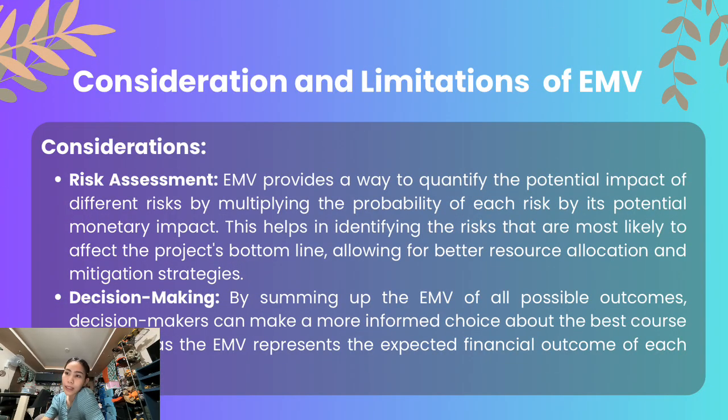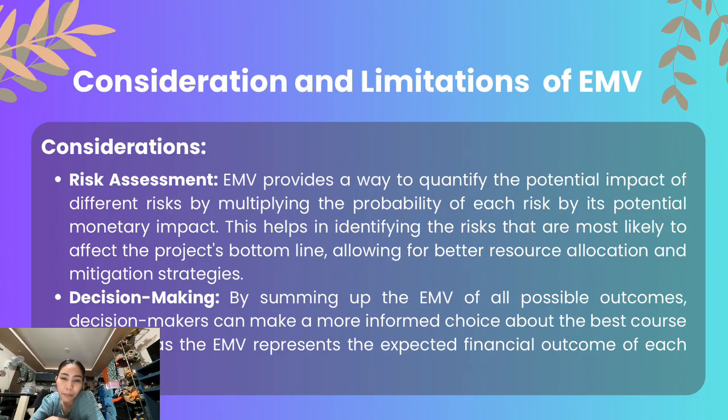Next, we have the considerations and limitations of EMV. In terms of risk assessment, EMV provides a way to quantify the potential impact of different risks by multiplying the probability of each risk by its potential monetary impact. This helps in identifying the risks that are most likely to affect the project bottom line, allowing for better resource allocation and mitigation strategies. So, EMV helps you prioritize risk by showing which risk could cost you the most based on how likely they are to happen.